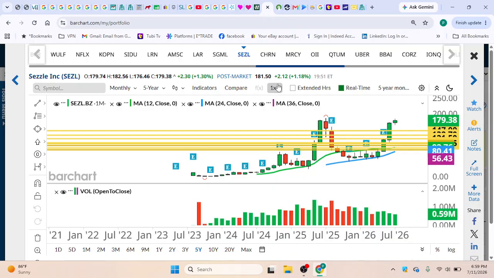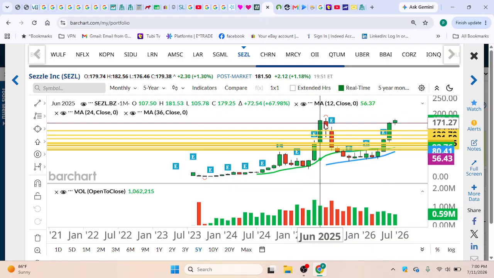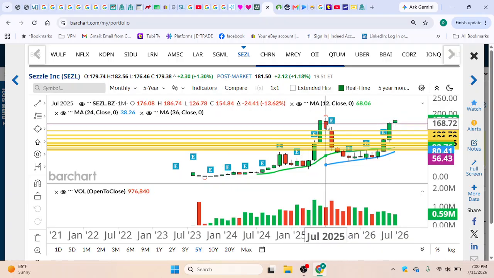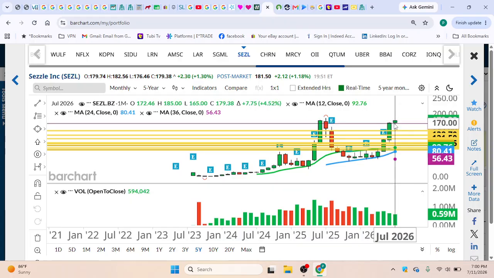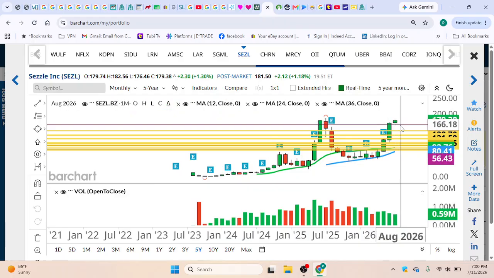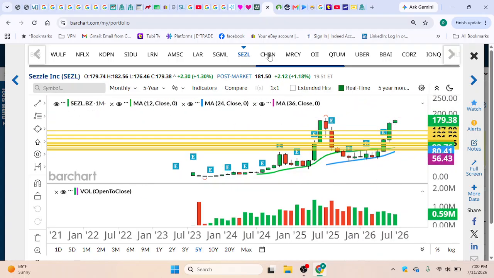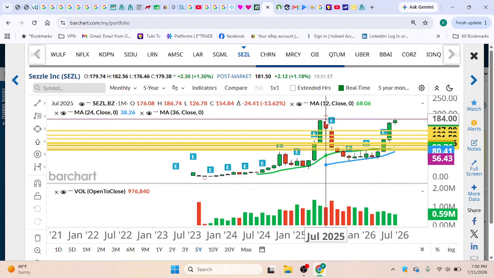Sezzle, this has been a big winning trade for me. It's getting extended here up towards this previous pivot high of 186.74. Closed the week at 179.38. So this is either going to break out over this area to new all-time highs, or it's most likely going to pull back to some degree and then make another run. This stock probably needs time to rest, but very popular company, symbol SEZL, but it's in a weird spot right now where it's right towards this high point.